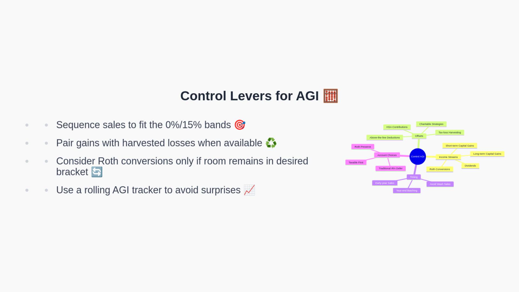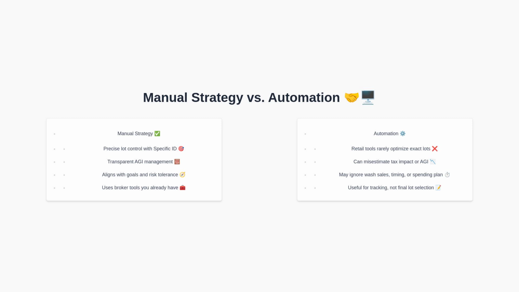Lastly, make thoughtful account choices, typically tapping taxable accounts first, preserving Roth accounts, and deferring traditional IRA withdrawals when possible. On the left is the manual strategy, which gives precise control over tax lot selection using specific ID. It enables transparent management of adjusted gross income and can be aligned with your goals and risk tolerance using tools available at most brokerages. On the right is automation.